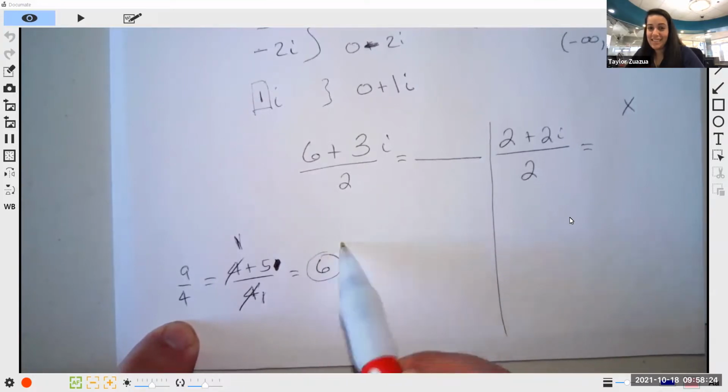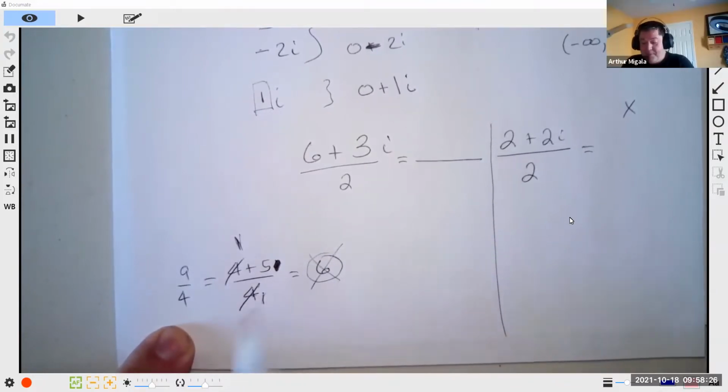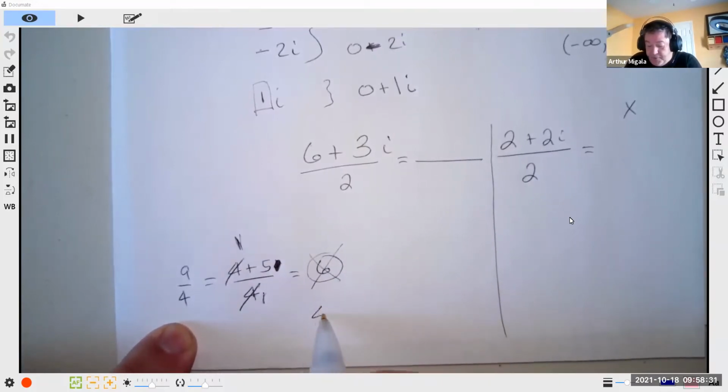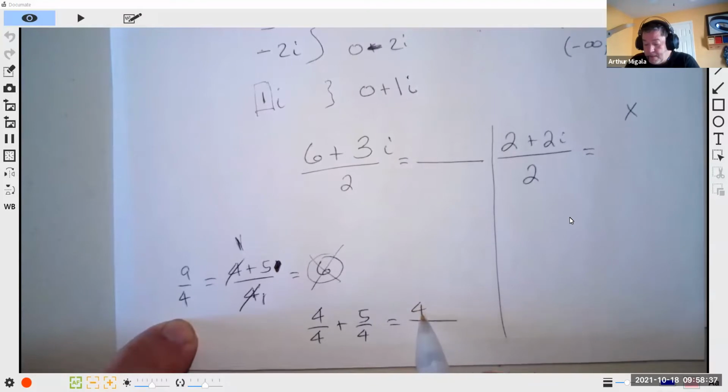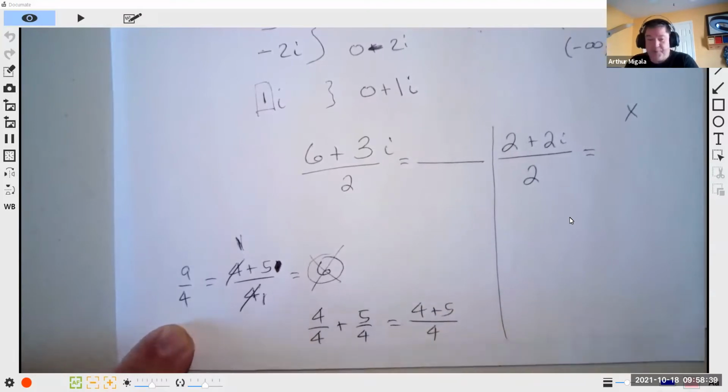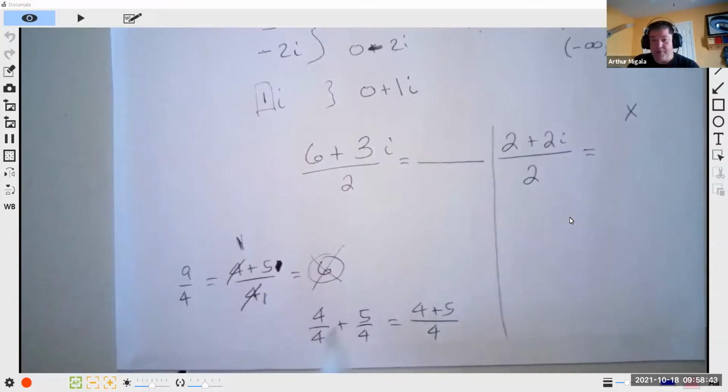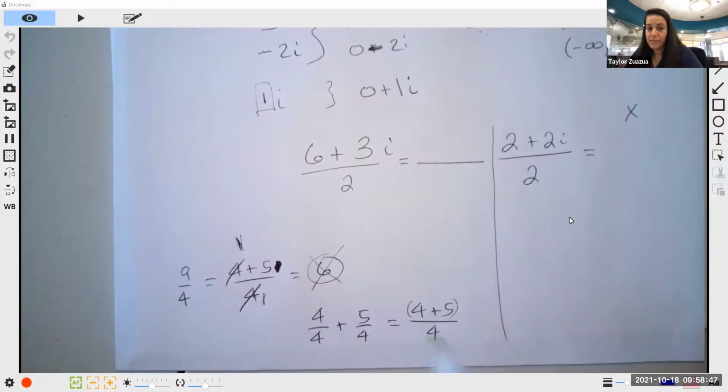The 6. Because where did this come from? It comes from having the same denominator. So if you're going to cancel something, it has to be able to go out of both of those things. Right, because the number on top is one solid number.